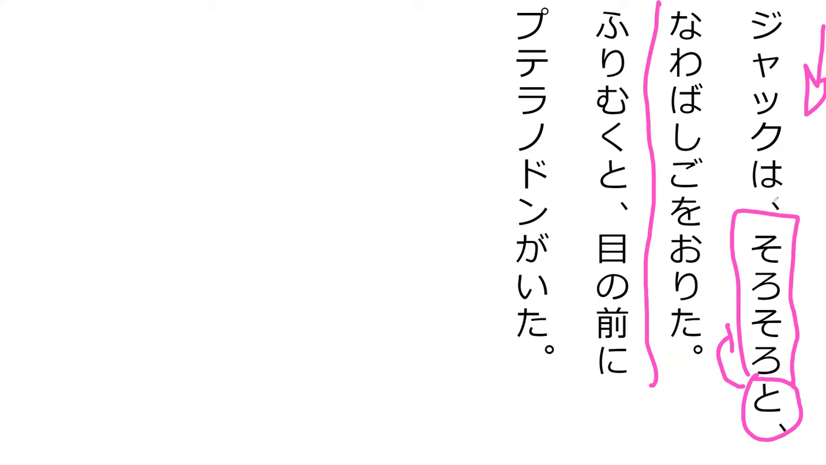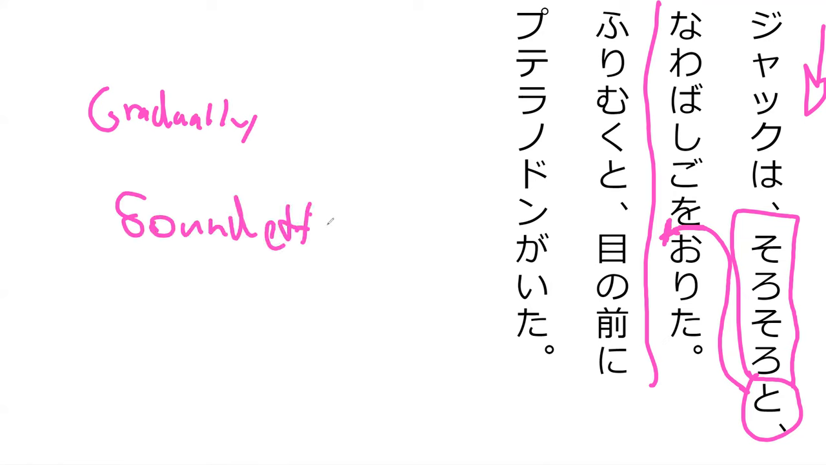It's a little confusing just because of where it's located in the sentence. So I'm just interested if you can recognize what it is since it's in a different location than usual. Soro soro to. Normally, you'd see something like this, like soro soro to orita. So, soro soro means gradually. And it's a sound effect. So, that's sound effect to. Yep, soro soro is a sound effect.